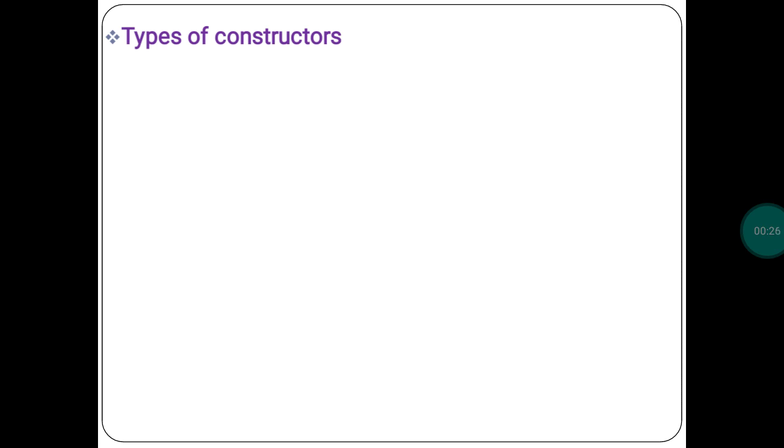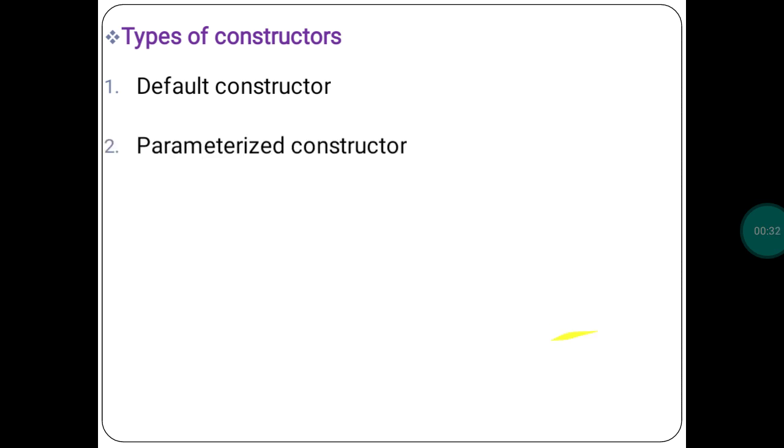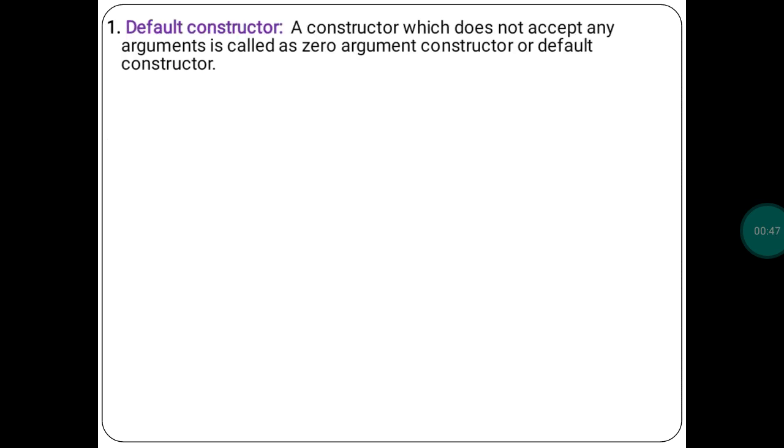There are three types of constructors. The first one is the default constructor, the second is the parameterized constructor, and the third is the copy constructor. We will discuss them one by one: what is a default constructor, what is a parameterized constructor, and what is a copy constructor. Today I will first discuss the default constructor.